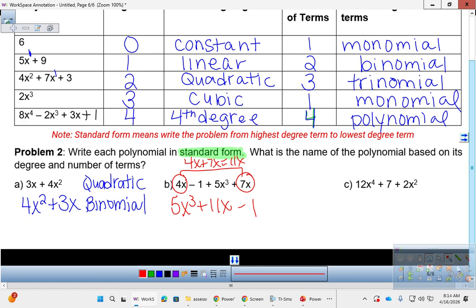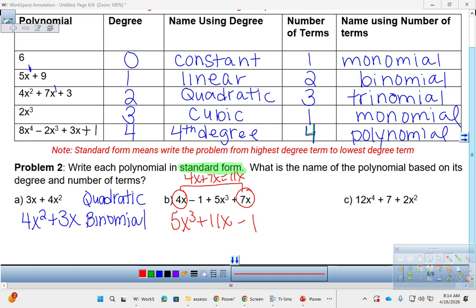The degree of this, the highest exponent, is 3. So if you have something that is a degree 3, the highest exponent is 3, you call that cubic. And there are 1, 2, 3 terms in this. So if you have something that's 3 terms, you call it a trinomial. So this one is called a cubic trinomial.